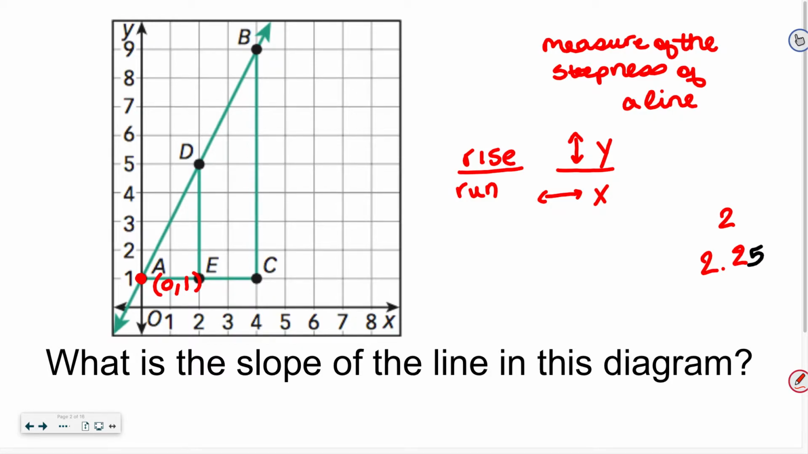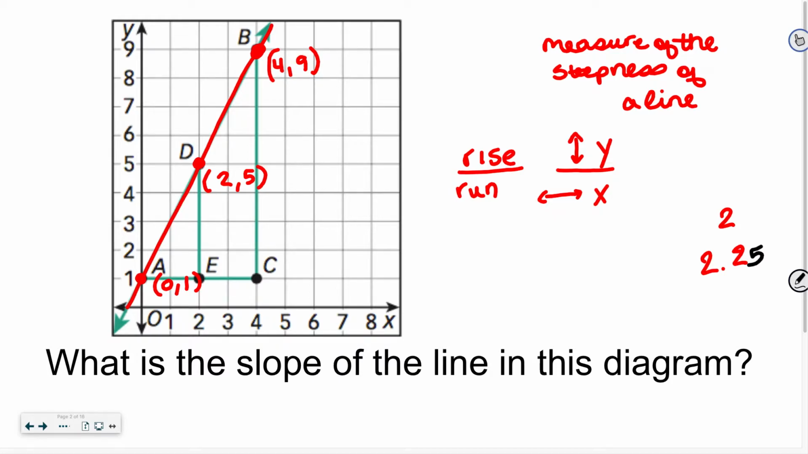What are the other coordinates on this line? 2, 5. X is 2, y is 5. Good. And how about this coordinate? X is 4, y is 9. Okay. So now using these coordinates, how could I find the slope from one point to the next?